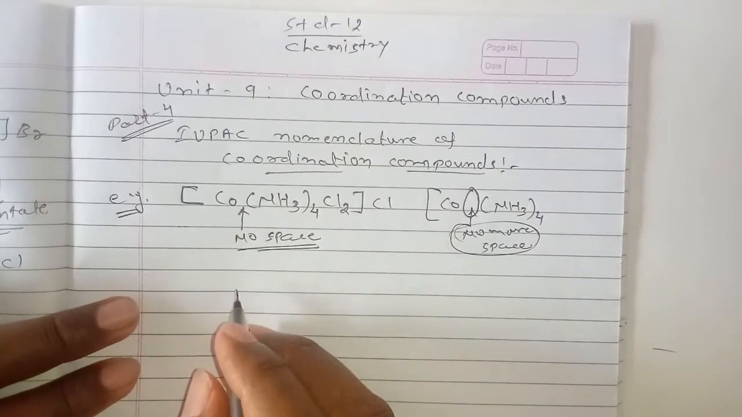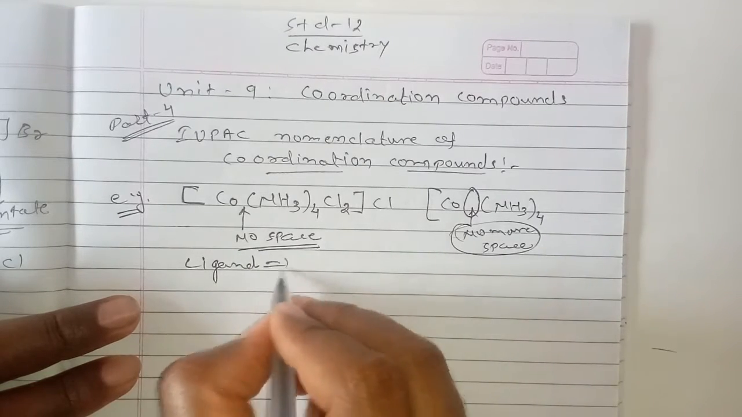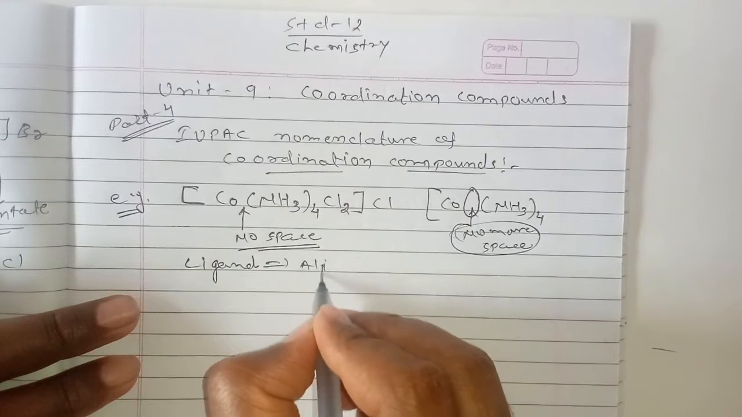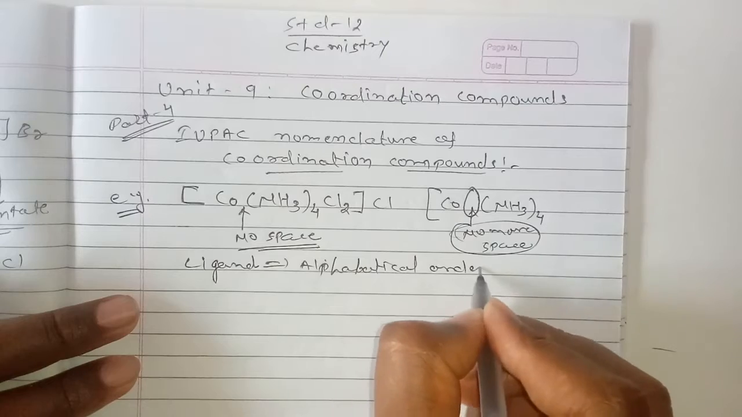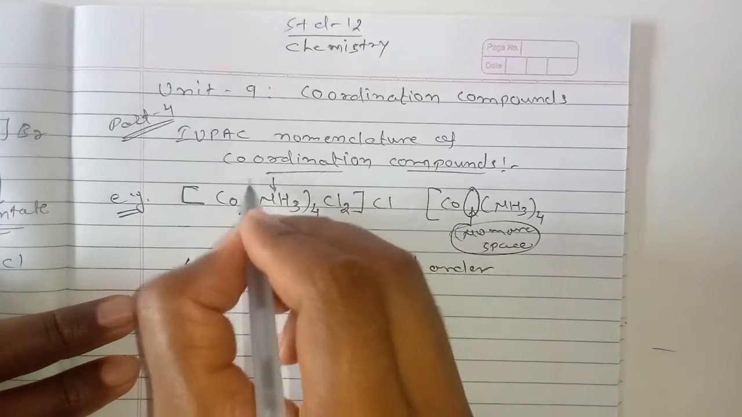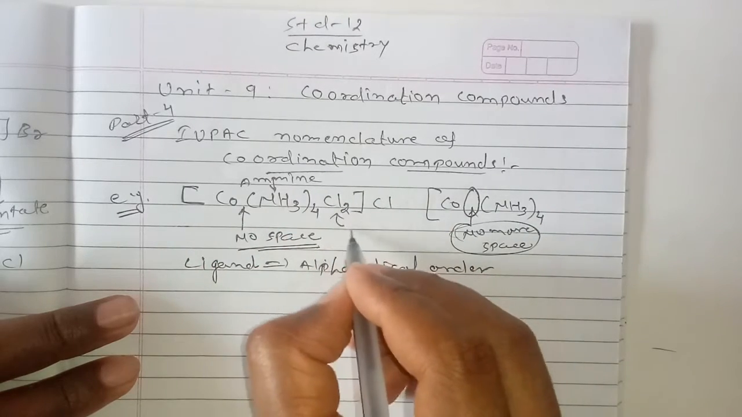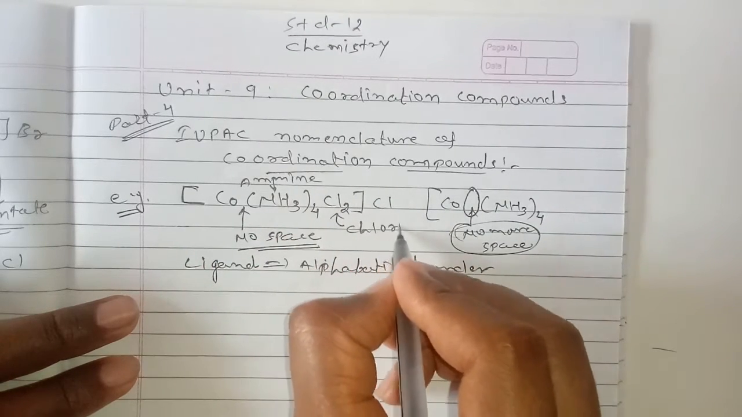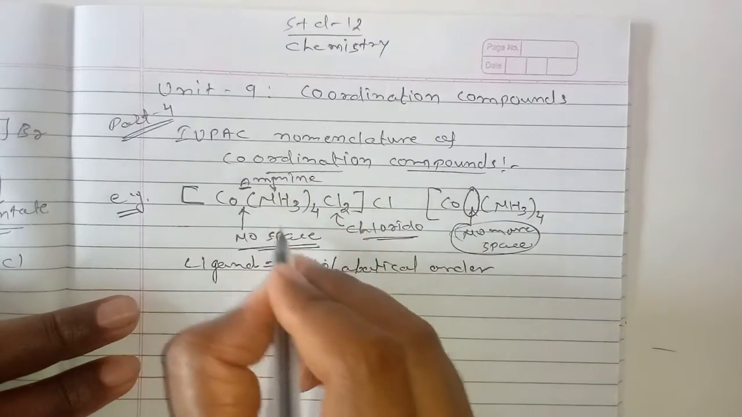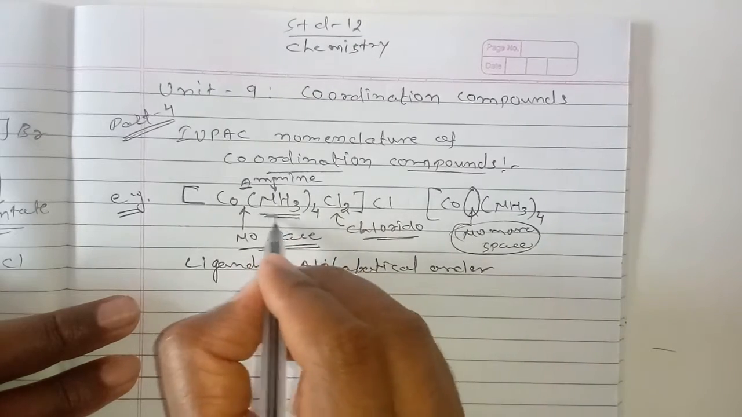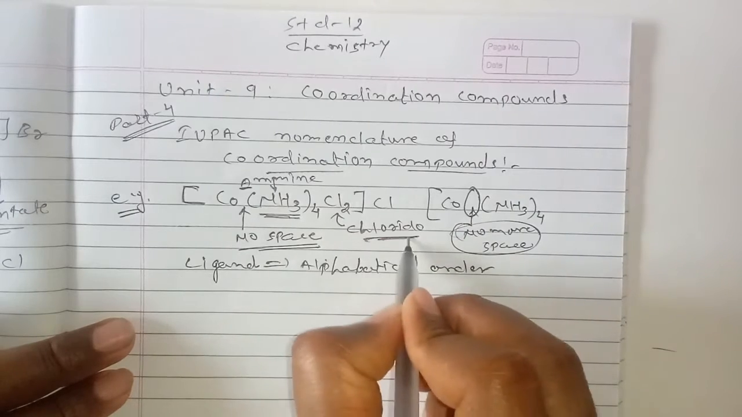Okay, and then the ligands are written in alphabetical order. Here one ligand is amine and the other is chlorido. As per alphabetical order, amine comes first, so this ligand is written first, and then the chlorido ligand is written.